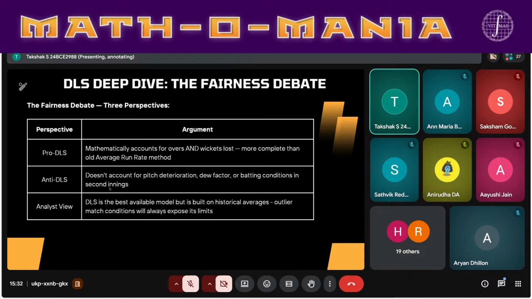So DLS is the best model available right now because the old models like the average run rate method consider every over equally, even though it's a power play over or a death over, it considers them equally. So the DLS is the best method available right now.